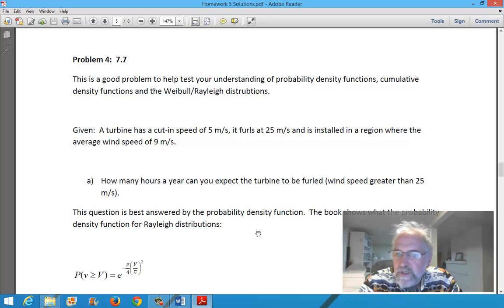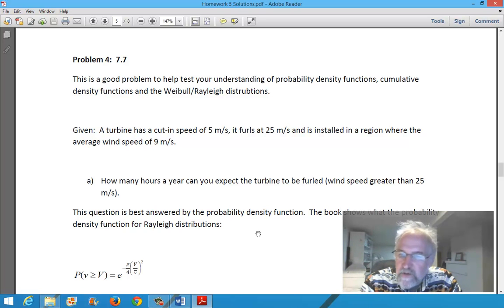So this particular turbine, and I don't have the problem in front of me, but I think we refer to a column in the table of the text. Cut-in speed's 5 meters per second. It furls at 25 meters per second. That means at that speed it's going to stop generating. Furling is that process where the wind blows the rotor out of the wind so it doesn't capture the wind. It protects it from real high wind speeds. And the region we're in has an average wind speed of 9 meters per second and also specifies its Rayleigh distribution. So several sub-questions here.